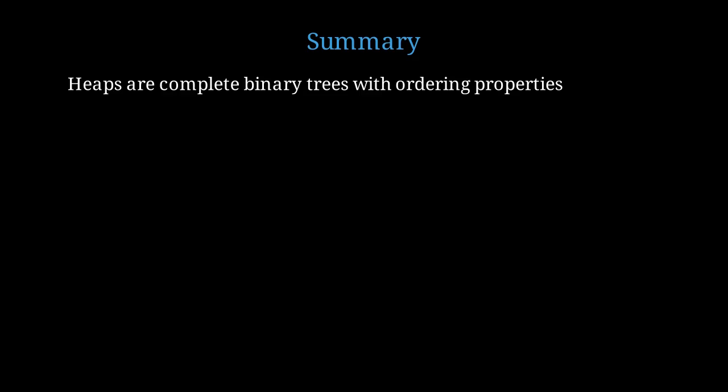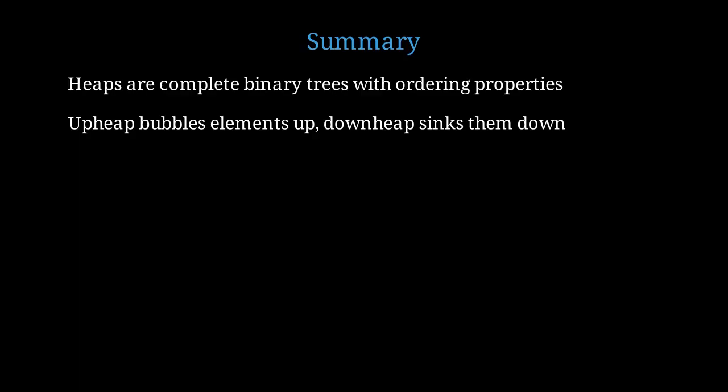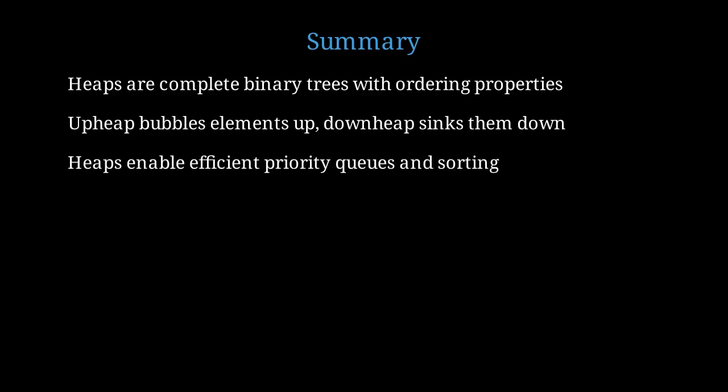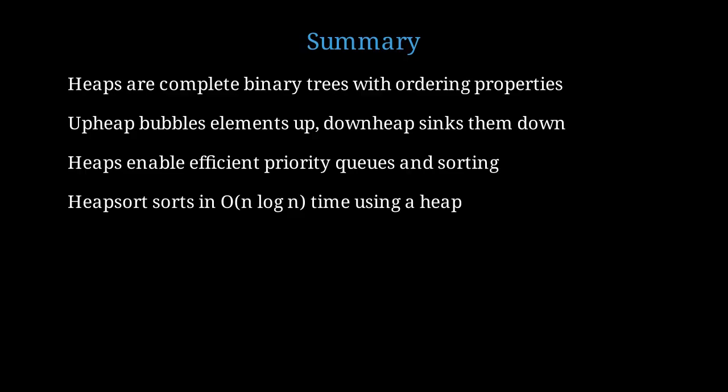Let's review the key concepts about heaps. Heaps maintain a complete binary tree structure where parents are always greater than or less than their children. Upheap moves elements upward to restore the heap property after insertion, while downheap moves them downward after removal. Heaps provide efficient implementations for priority queues with constant time access to the maximum or minimum element. Heap sort achieves efficient O(n log n) sorting by building a heap and repeatedly extracting elements.